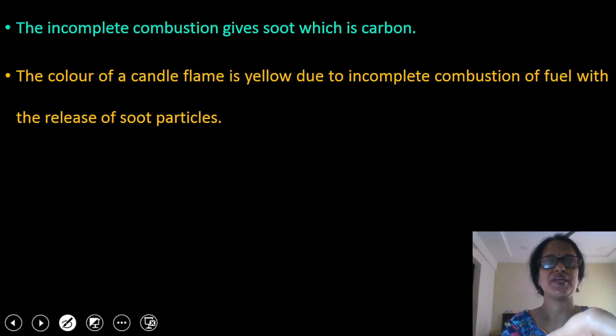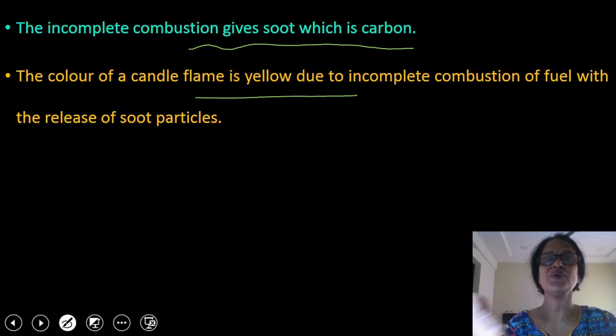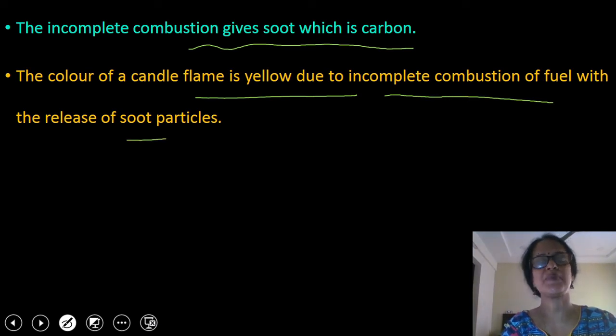Another important point, incomplete combustion gives soot. What is soot? Soot is carbon only. You must have seen that the color of the candle flame is yellow. Why is the color of the candle flame yellow? The color of the candle flame is yellow due to incomplete combustion of the fuel, which releases soot particles.